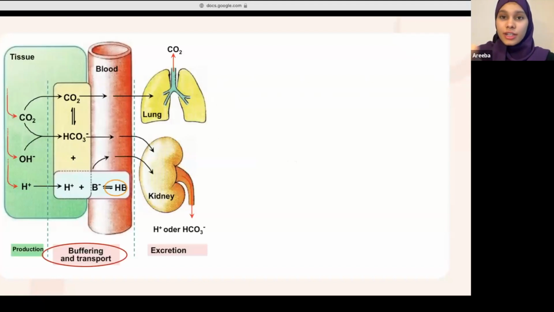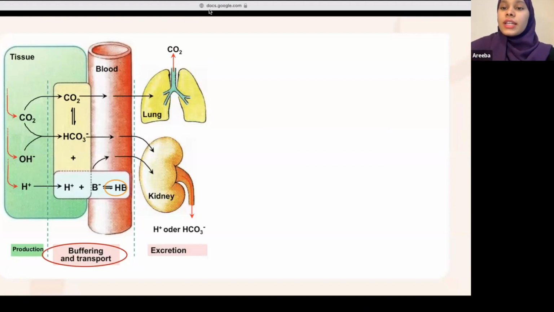Basically, we'll look at this diagram first, and you have all these tissues that have CO2 coming in, right? And CO2 will react with water, and then what do you get? You get bicarbonate and you get H plus. And H plus is then secreted into the kidney by HB, which is buffering transport, but that's not important right now. So in the kidneys, you excrete H plus and also bicarbonate.